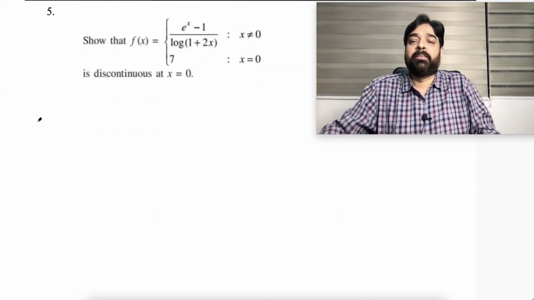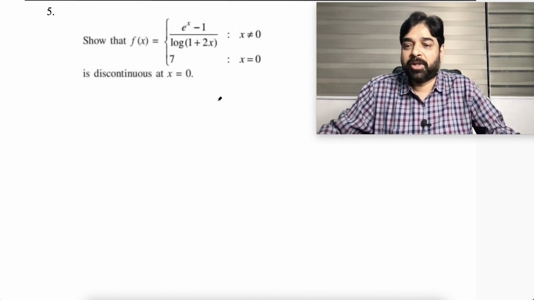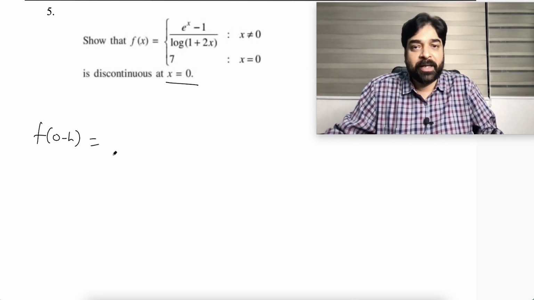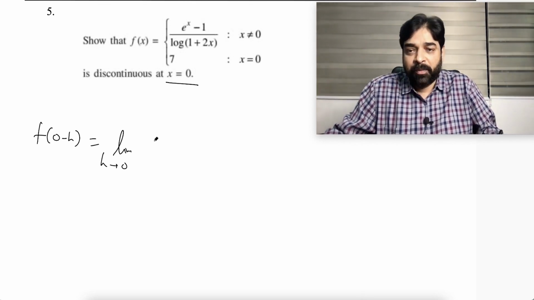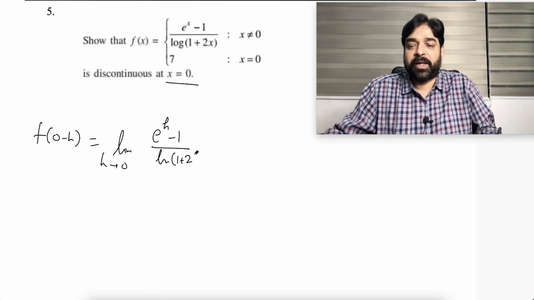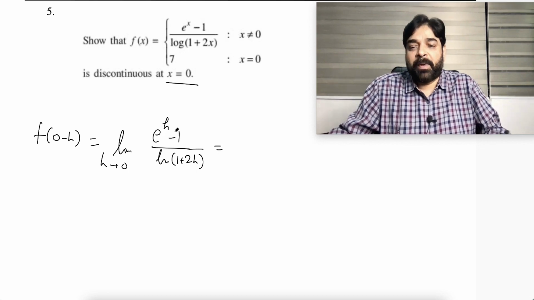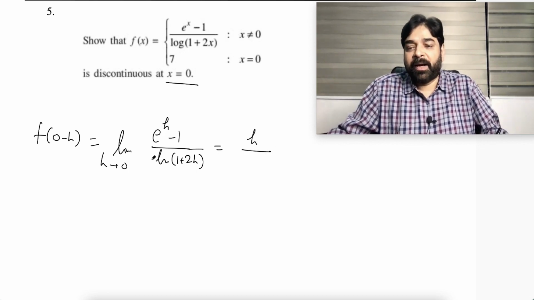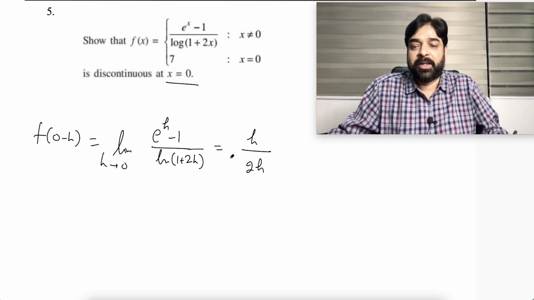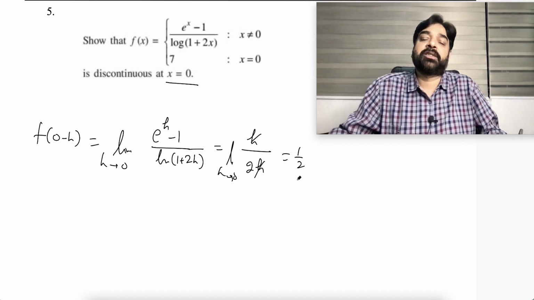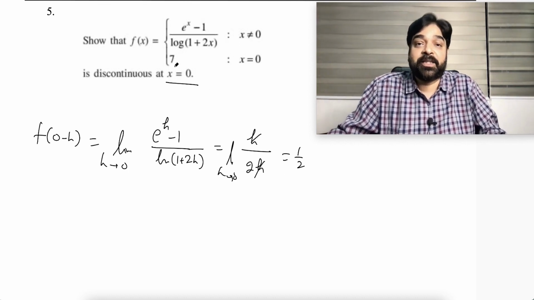Again, all are simple questions I ask. Why do I ask simple questions? I don't know. Let's see. F of 0 minus h. At 0 we have to discuss, so we'll find f of 0 minus h. So, limit h approaches 0, e power h minus 1 by ln 1 plus 2h. Correct? Just now I taught you. E power h minus 1 will be what? h divided by ln 1 plus 2h will be what? 2h. Limit h approaches 0, h will get cancelled, 1 by 2. 100% it's discontinuous because f of 0 is given 7.